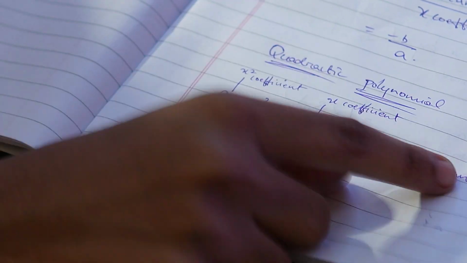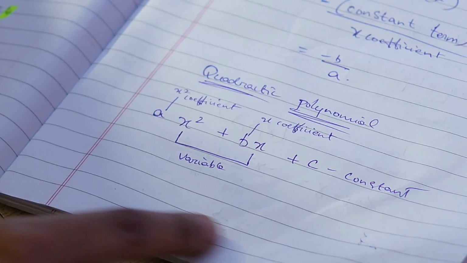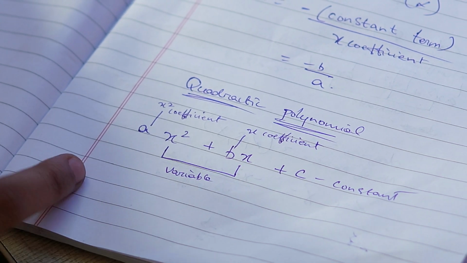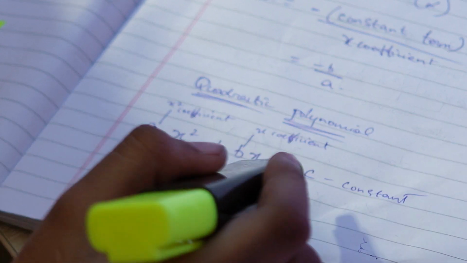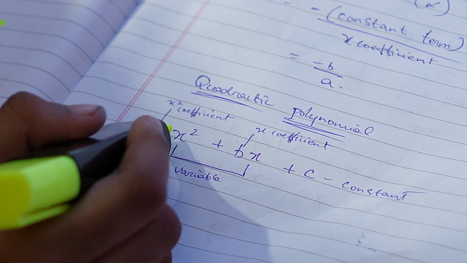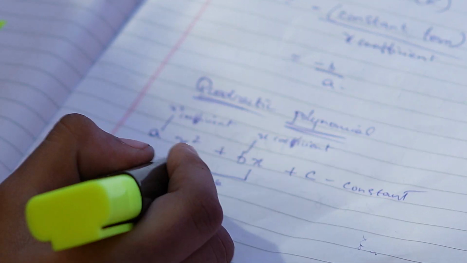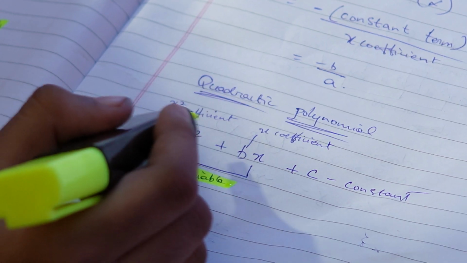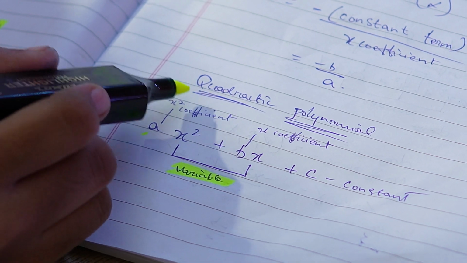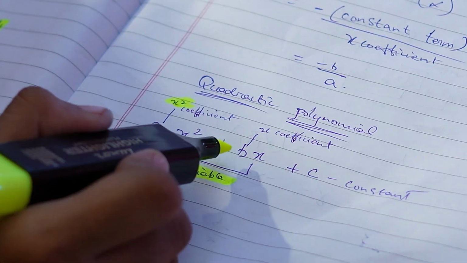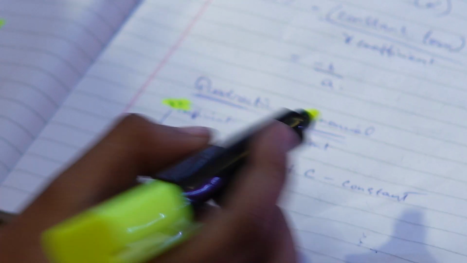Then comes the quadratic polynomial. Here is the basic form of the quadratic polynomial, which is ax² + bx + c. In this, x² and x are the variables. a is the coefficient of x², b is the coefficient of x, and c is a constant.